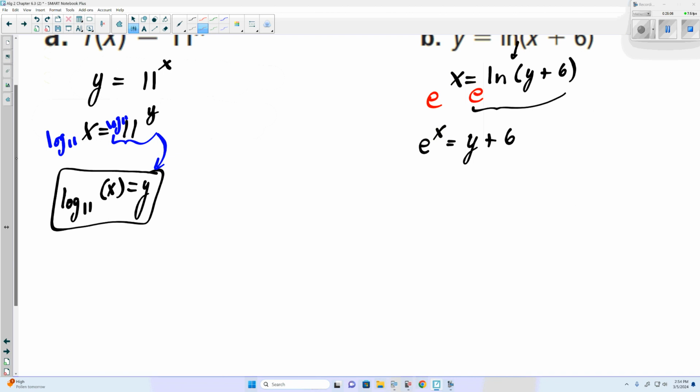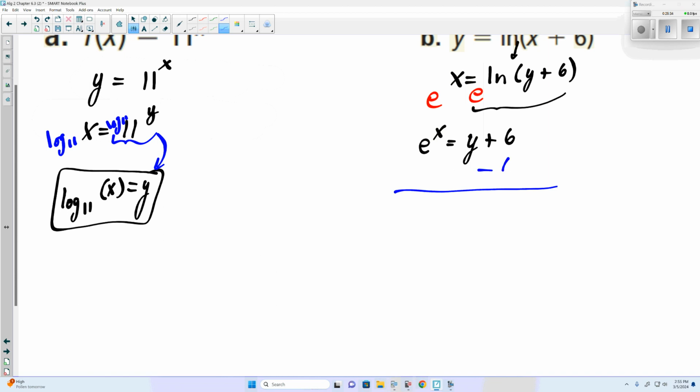Now it doesn't simplify with our x, it just becomes e to the x. If we did the switching method, x equals the natural log of y plus 6, it's just saying e to the x is y plus 6. We get to the same spot, but here this is our x, this is our y, and this is how it flips over.